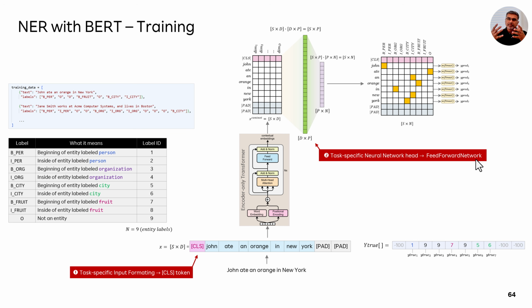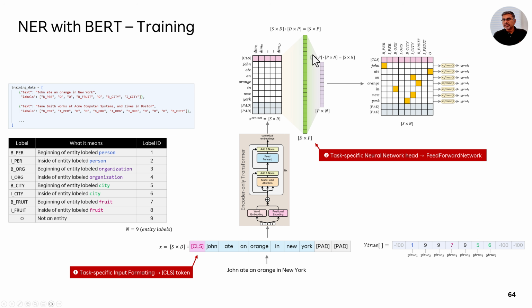Okay, that's why I've been using FFNs instead of just a simple linear layer. Anyway, let's say I'm using a 2-layered feed-forward neural network. The first layer has weights D cross P. So when you take an S cross D and multiply it with a D cross P, you will get an S cross P.